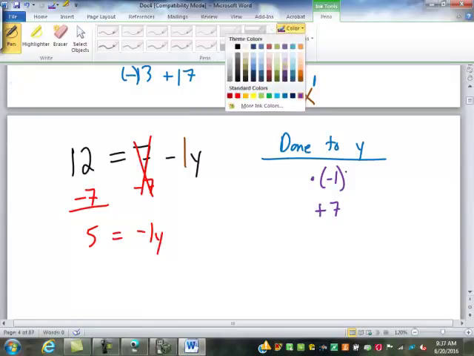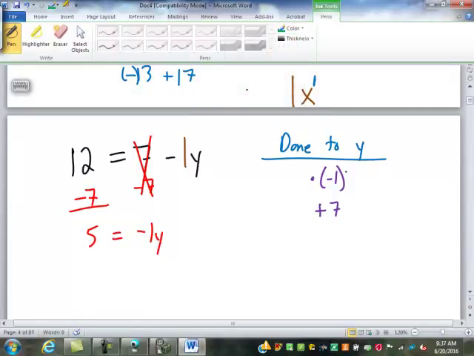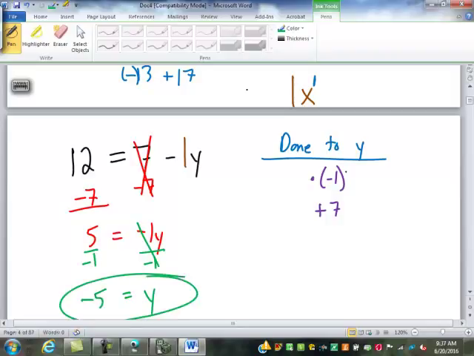Then our next step to solve this is divide by a -1, leaves us with y. 5 divided by -1 is -5.